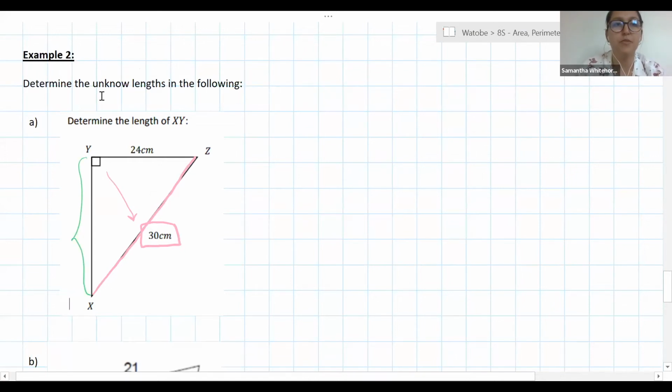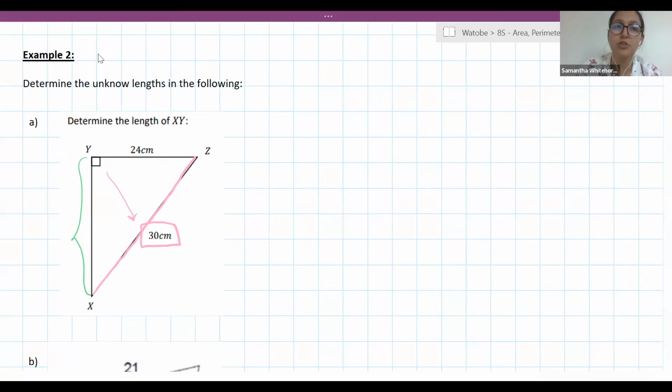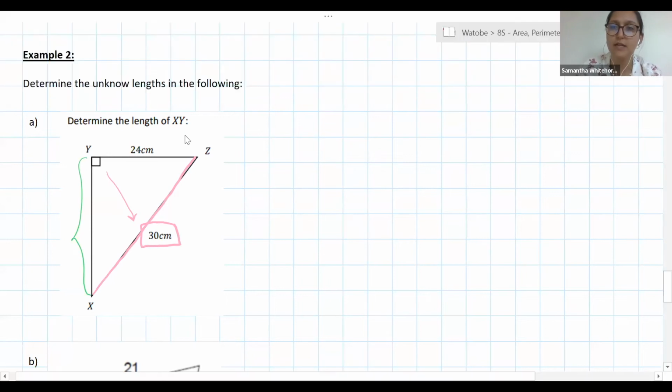Now some of you will have learned that you can just immediately go and subtract. I'm going to substitute so that we can see why we do that. So let's go back to what Pythagoras says to us. Pythagoras says we take the hypotenuse squared. Now we know the hypotenuse, it's 30. So 30 squared is equal to the 2 other sides squared and then added together. So 24 squared plus XY squared. Now I don't know XY, that's what I'm trying to solve, but that's fine.